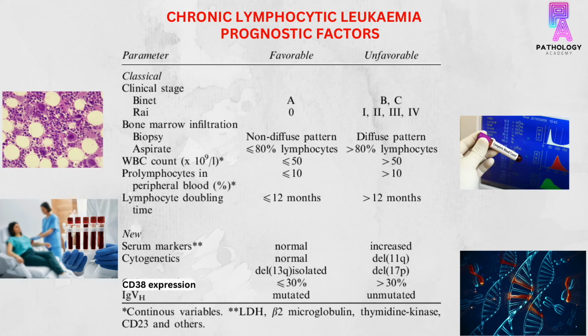Serum markers like LDH, beta 2 microglobulin, if are normal, have a favorable prognosis. However, if they are increased, the prognosis is unfavorable. The cytogenetic marker deletion 13q isolated has a favorable prognosis. However, deletion 17p has an unfavorable prognosis. CD38 expression, if less than or equal to 30% of cells, has a favorable prognosis. However, if the percentage is more than 30%, the prognosis is unfavorable. And presence of a mutated IgVH has a favorable prognosis. However, unmutated IgVH has an unfavorable prognosis.